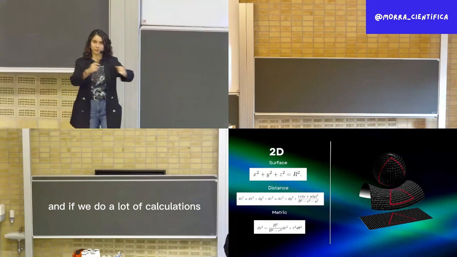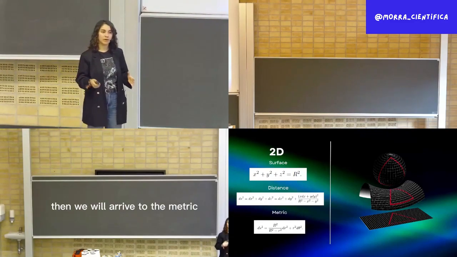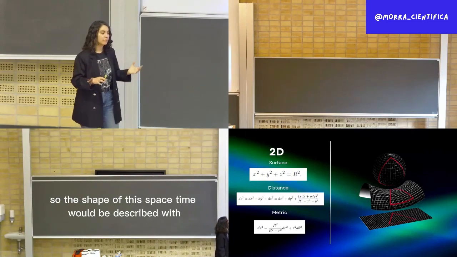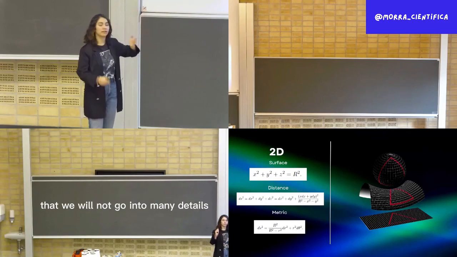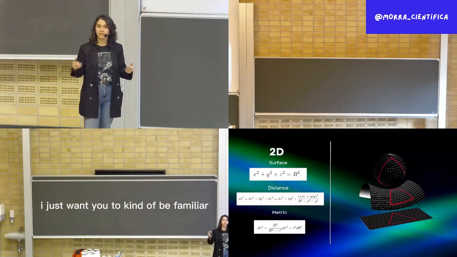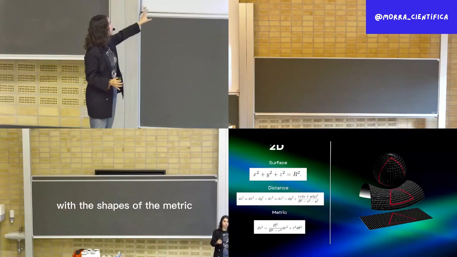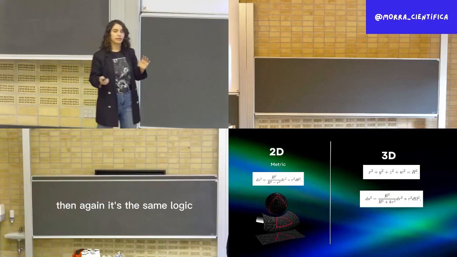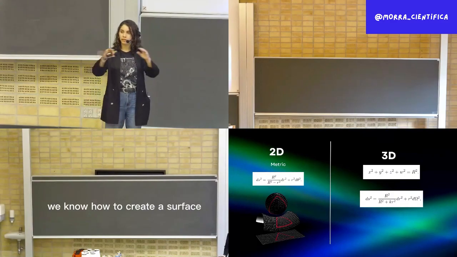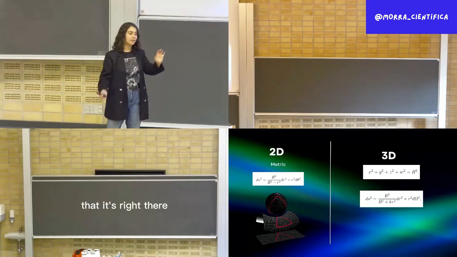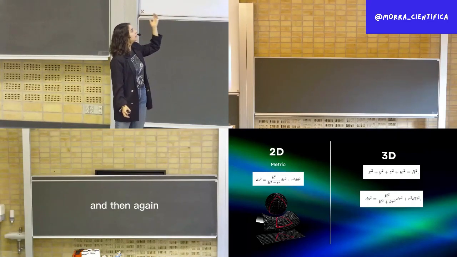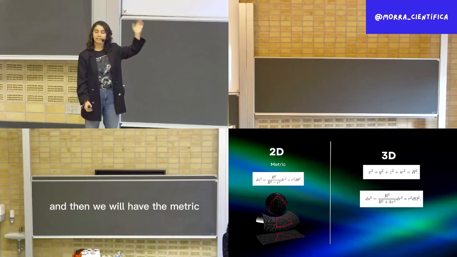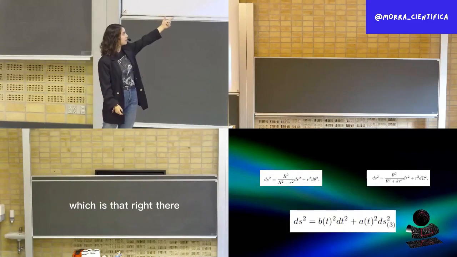And if we do a lot of calculations, then we arrive at the metric. The shape of this space-time would be this one right here, and we will not go into many details. I just want you to be familiar with the shapes of the metric. Now, if we go to the three-dimensional case, it's the same logic. We know how to create a surface, that's right there. Then again we take the distance from one point to another, and we have the metric, which is that right there.